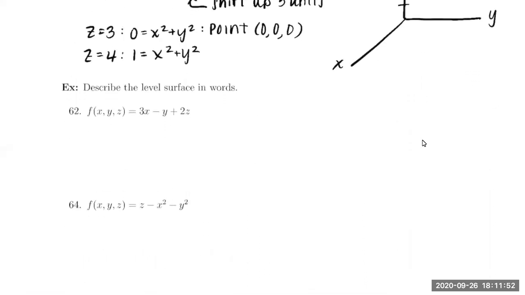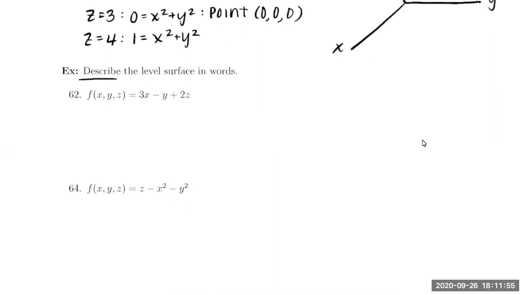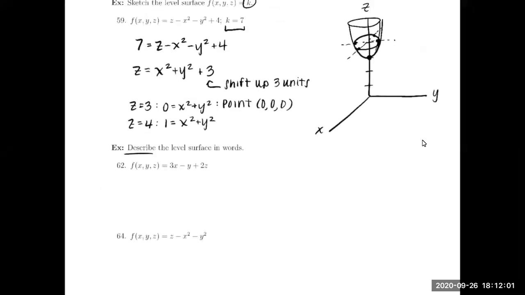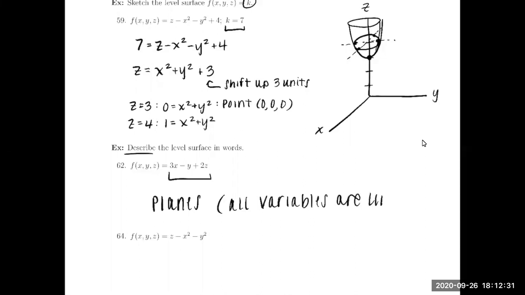All right, and so for these last 2 examples, we just want to describe the level surface. We're not going to focus on sketching it, but rather just describing it in words. All right, so 62, we have f of x, y, z equals 3x minus y plus 2z. So when I look over here at this right-hand side, if my left-hand side is a constant, my right-hand side is all linear terms, what do I have here? I'm working with a plane. So I'll just note that this is planes. Again, my reasoning is because all variables are linear. So that's the tip off that you're working with a plane.